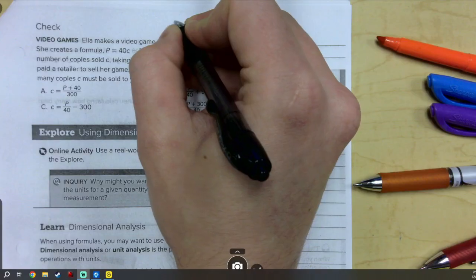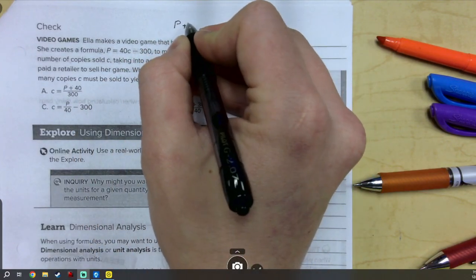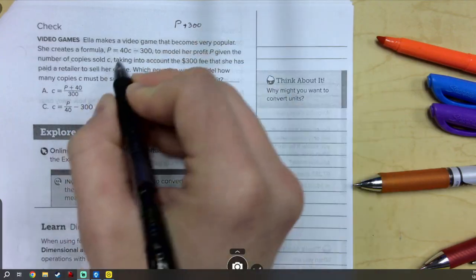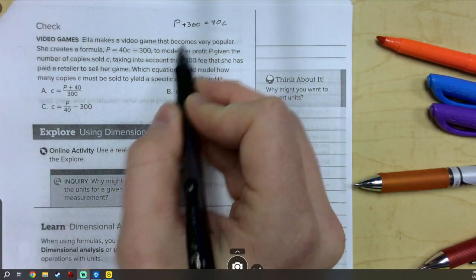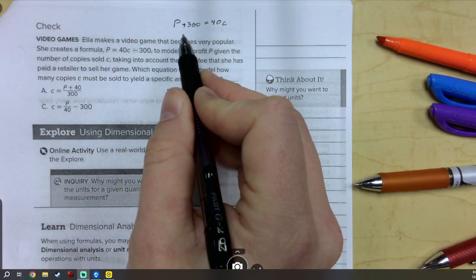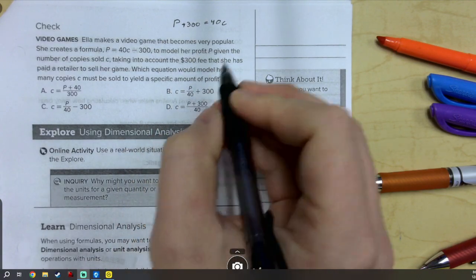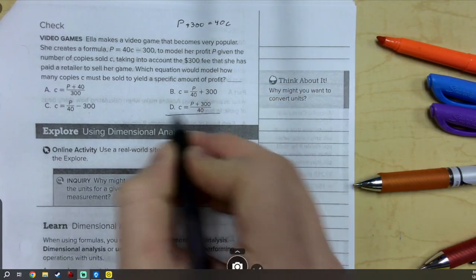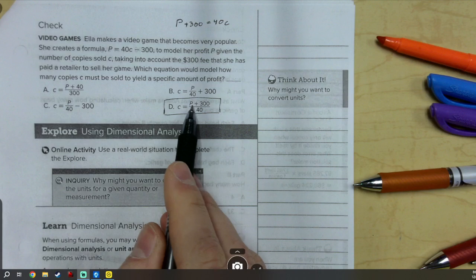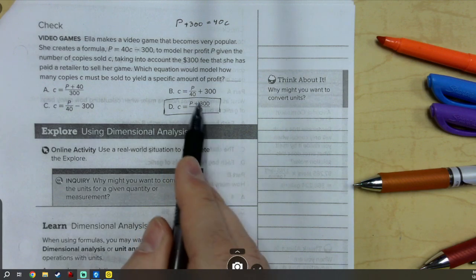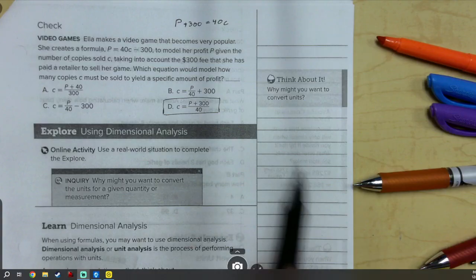So we have P, and we're going to have to add 300 to both sides. So it should be P plus 300, divided by 40. Because if we know the profit we're looking for, we can plug it into this formula and it'll tell us the number of copies we need.